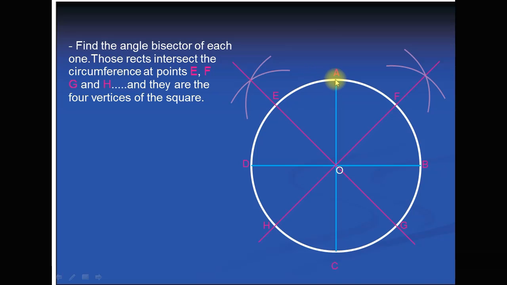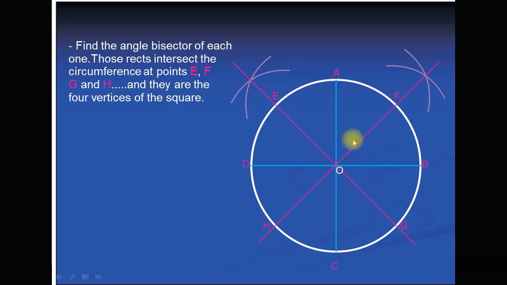Like you see here, put the compass at this point and then open the compass up to this point, and draw this arc, and similarly put the compass at the other point and draw another arc. These two arcs touch each other at this point and then connect this point to the center point. You will see here, this is the angle bisector of this 90 degree angle.